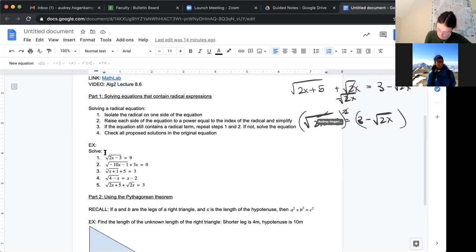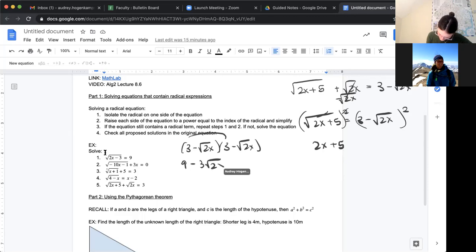That's going to get rid of this, and I'm going to square this. So this side is going to give me 2x plus 5. And then over here, I have to FOIL out 3 minus square root of 2x times 3 minus square root of 2x. So that is going to give me 9 minus 3 square root of 2x minus 3 square root of 2x plus 2x. So then I'm going to get 9 minus 6 square root of 2x plus 2x.